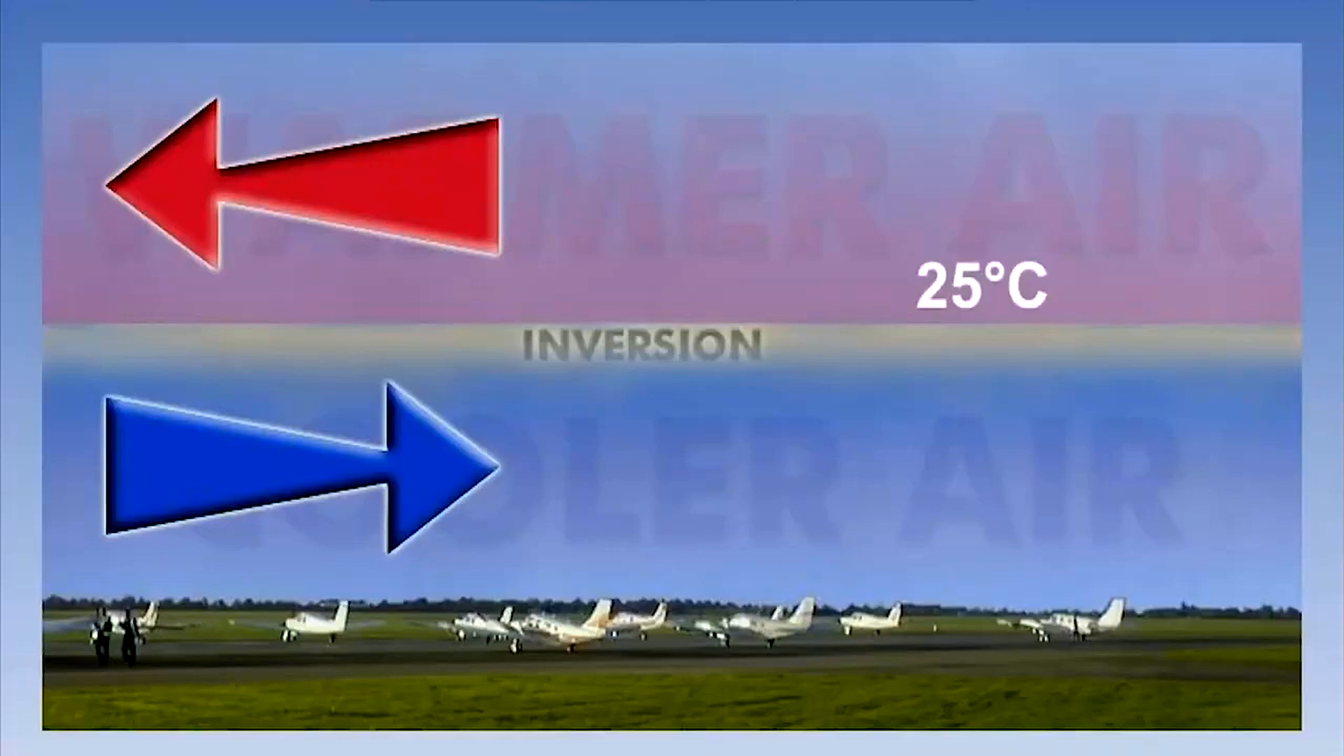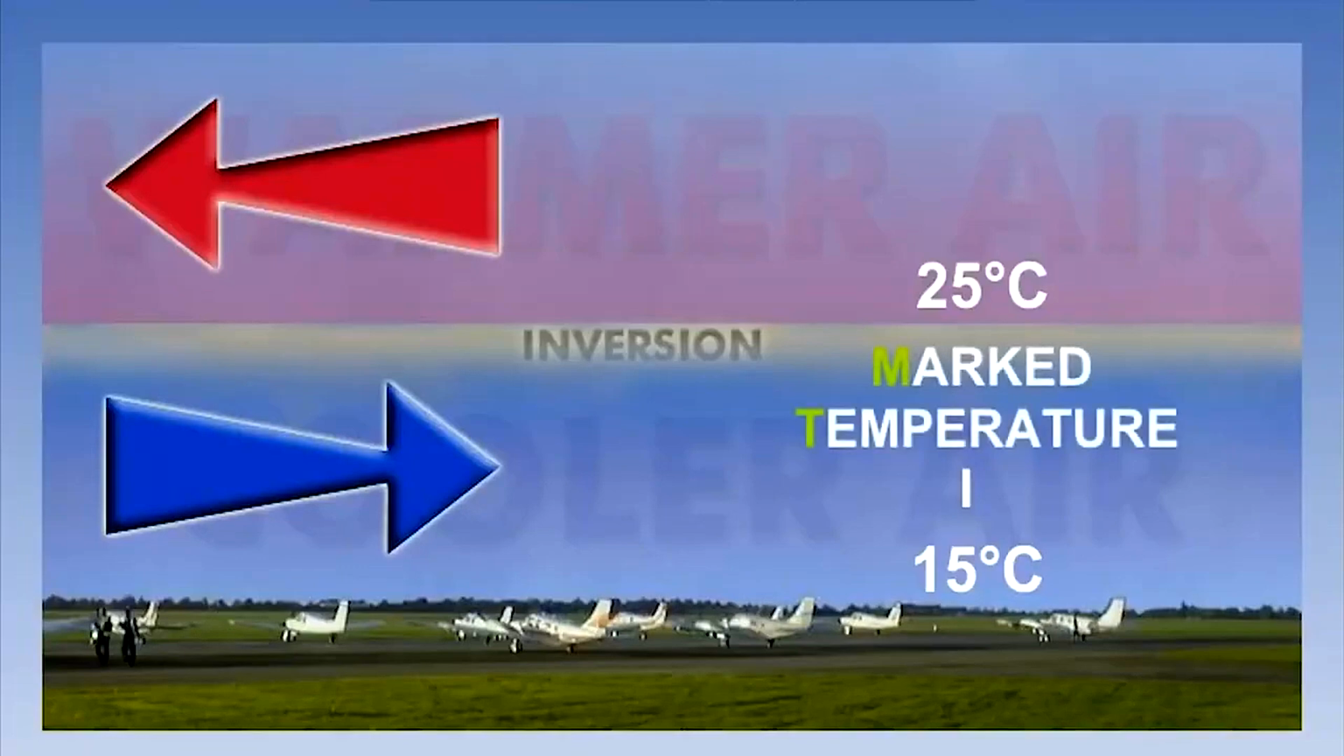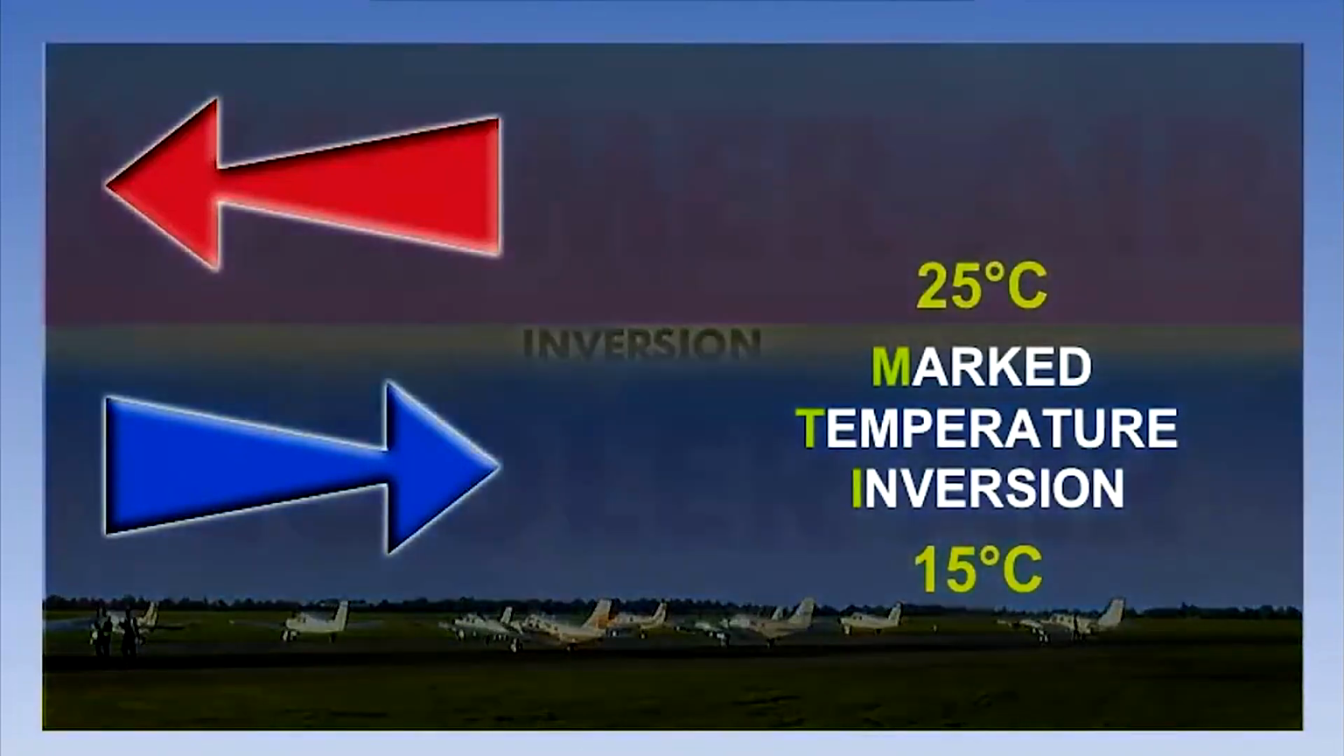If the temperature at 1000 feet is 10 degrees Celsius higher than at airfield level, then an MTI is issued. MTI stands for Marked Temperature Inversion. If you are told that there is a marked temperature inversion at an airfield, you must expect turbulence or wind shear on the approach or takeoff phase of flight. Strong inversions and MTIs are very common overland at night, within high-pressure zones where the ground can cool rapidly.